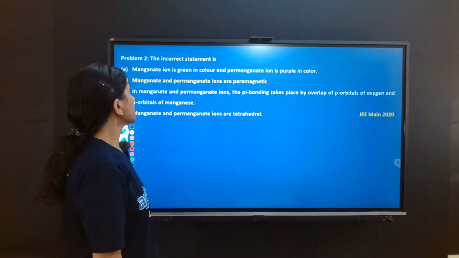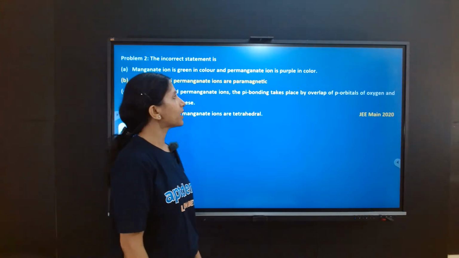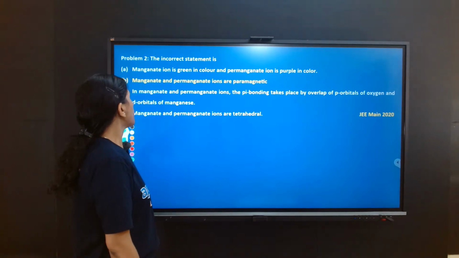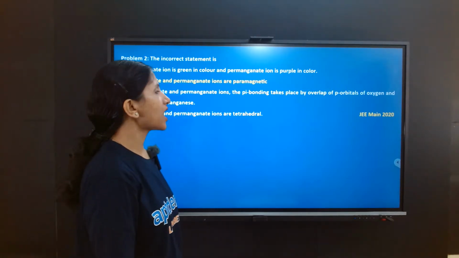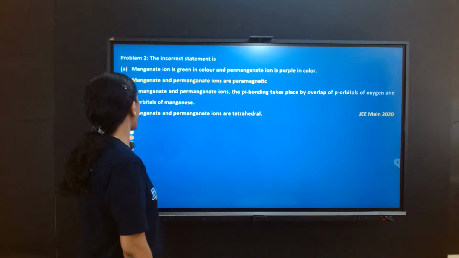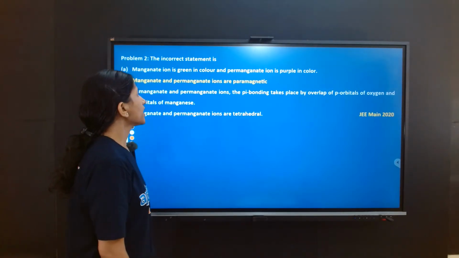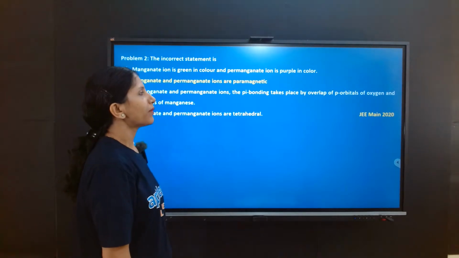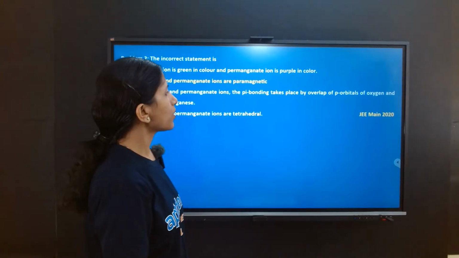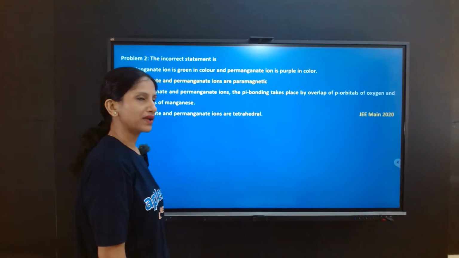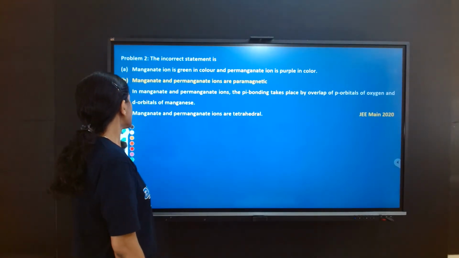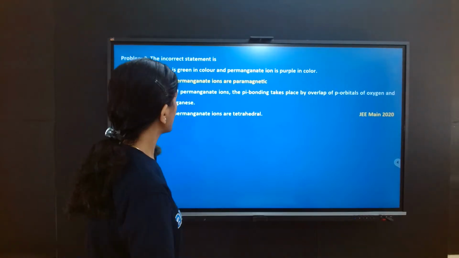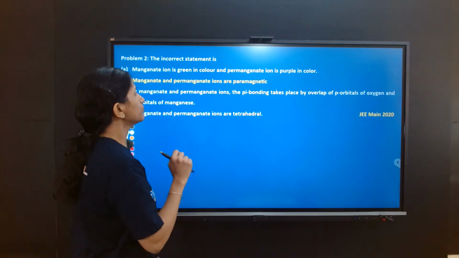Statement A: manganate ion is green in color and permanganate ion is purple in color. Option B: manganate and permanganate ions are paramagnetic in nature. Option C: in manganate and permanganate ions, the pi bonding takes place by overlap of p orbitals of oxygen and d orbitals of manganese. And option D: manganate and permanganate ions are tetrahedral. Let's do them one by one.